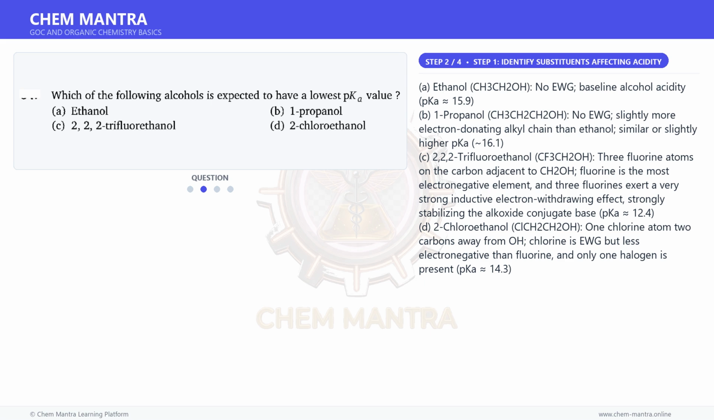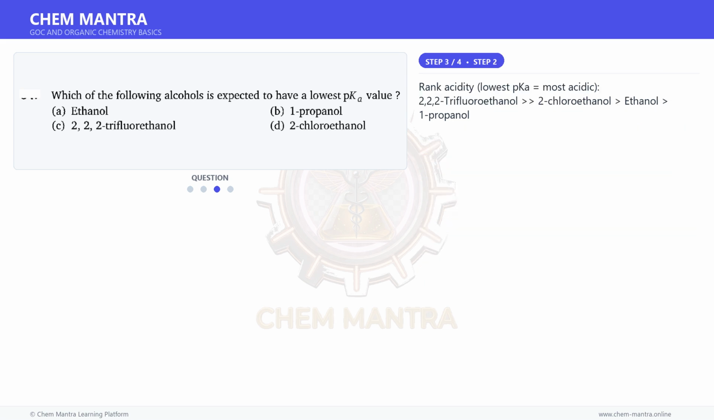D. 2-chloroethanol, ClCH2CH2OH, 1 chlorine atom two carbons away from O. Chlorine is an EWG but less electronegative than fluorine, and only one halogen is present, pKa 14.3. Moving on to the next step.